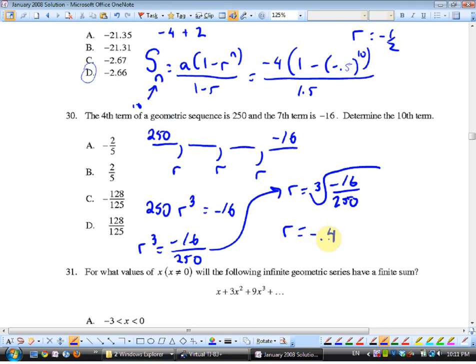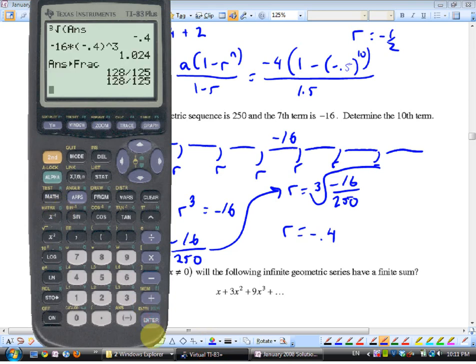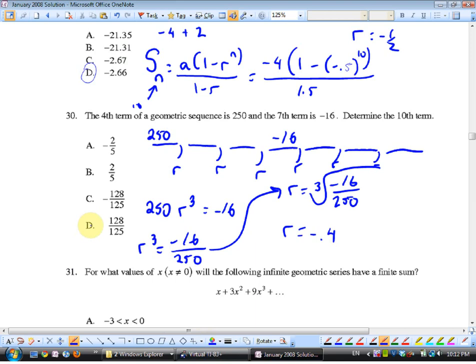I could now go backwards and figure out what a is. If this is term 7, term 8, term 9, term 10, 1, 2, 3, r, r, r. I think if I go negative 16 times negative 0.4 cubed, that's going to give me the 10th term. 1.024. Oh, they want it as a fraction. Fine. Math, enter, enter. 128 over 125. Positive? Yep.